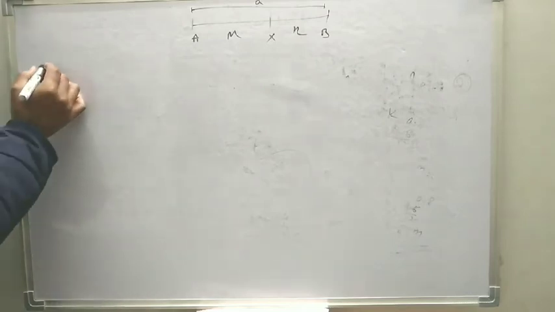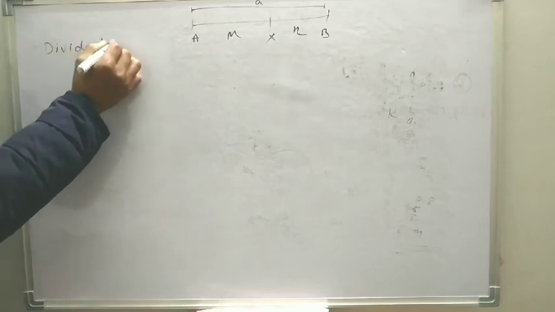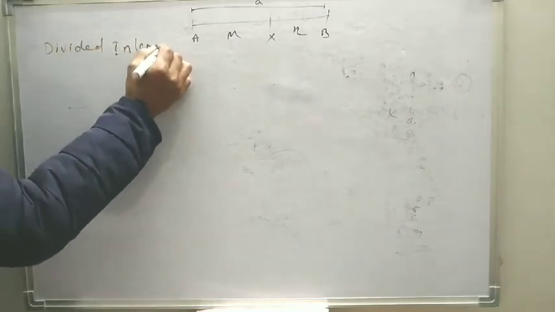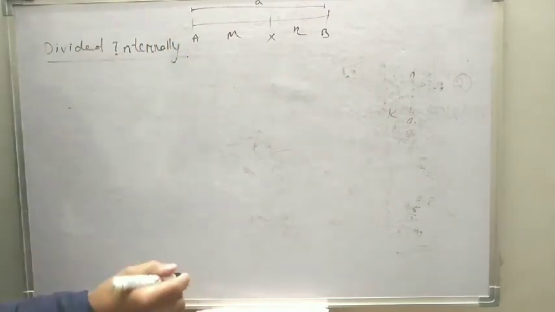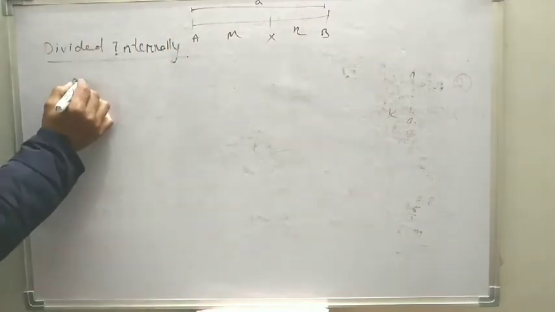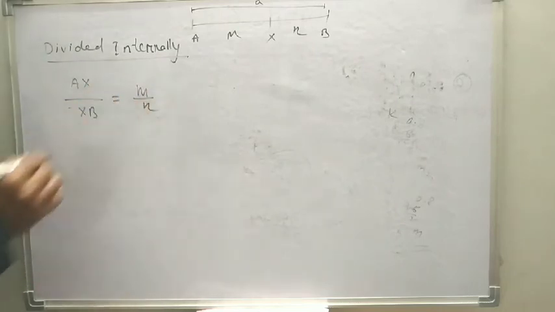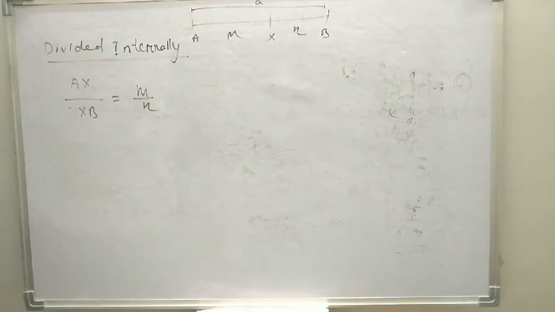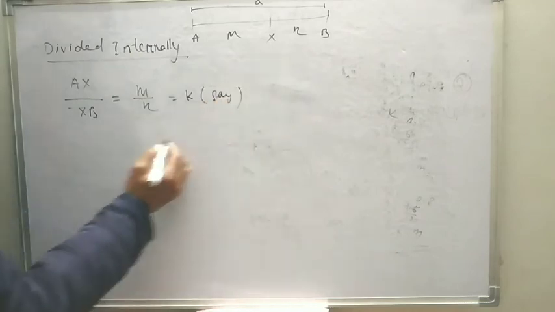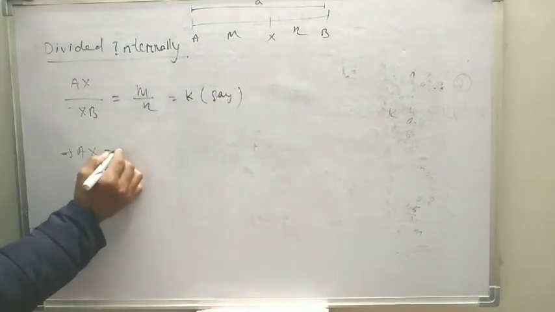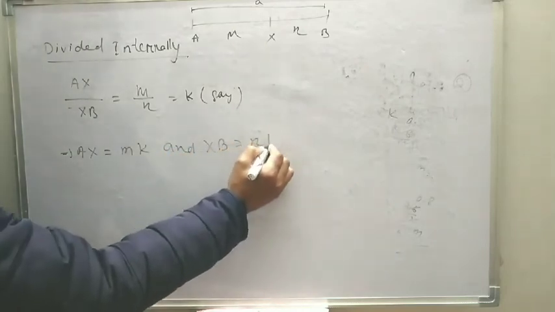So let us see. If it is divided internally, then we can write AX by XB is equal to m by n. Correct? Then what can we say? We take this ratio as k, suppose. Then we can say that AX is equal to mk and XB, that is BX, is equal to nk.